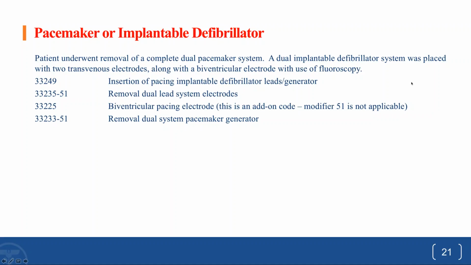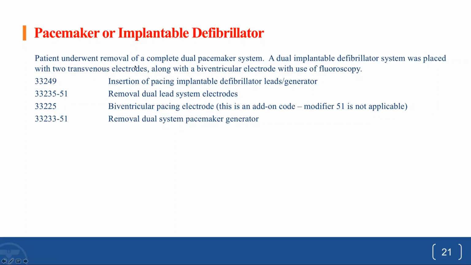Okay, so the patient underwent what? Removal of a complete, what type of pacemaker? Dual pacemaker system, right? A dual implantable defibrillator system was placed. So now they're telling you they took out the dual pacemaker and then they implanted a dual defibrillator. And that dual defibrillator had how many leads? 2 electrodes. Remember, leads are also called electrodes, along with a biventricular electrode with use of fluoroscopy.